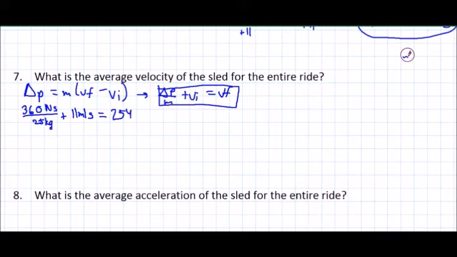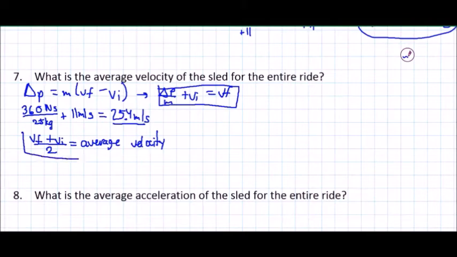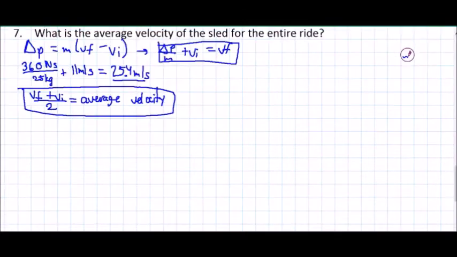We already found this to be 25.4 meters per second. Now, this is the final velocity. To find the average velocity, we need to do final velocity plus initial velocity divided by 2 to give us the average velocity. Okay? So this is the other equation that I will continue to use. This was for the first segment.